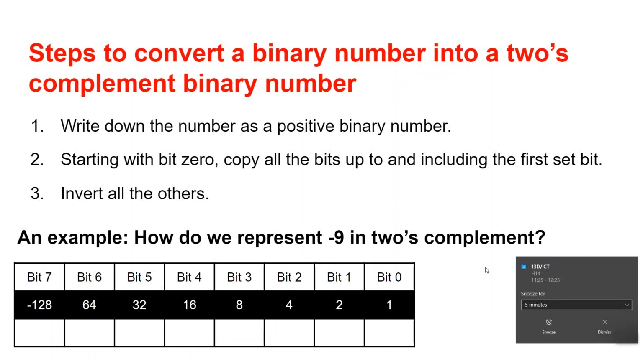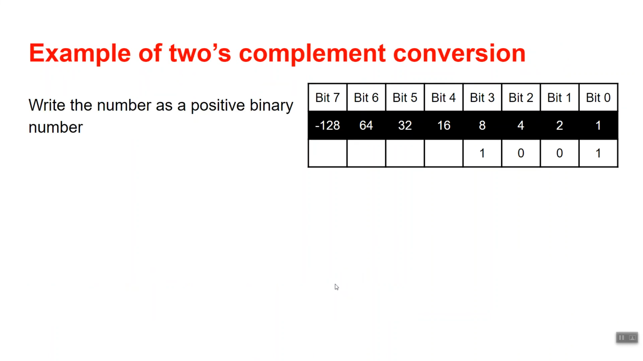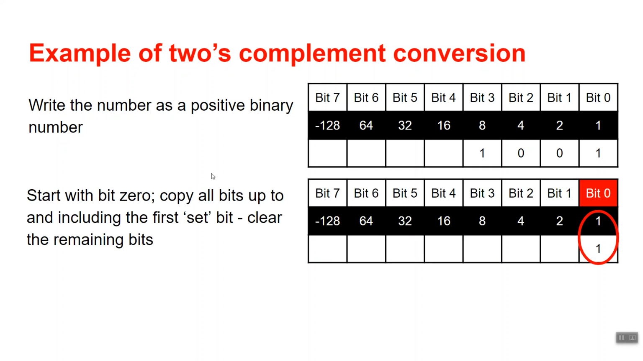So if we're going to represent minus 9, let's have a look and see how we start. First of all, we write 9 as a positive binary number. So no change there. That's how we're used to writing 9 in binary. The second thing we do is, starting with bit 0, copy all the bits up to and including the first set bit, and we get rid of the others.